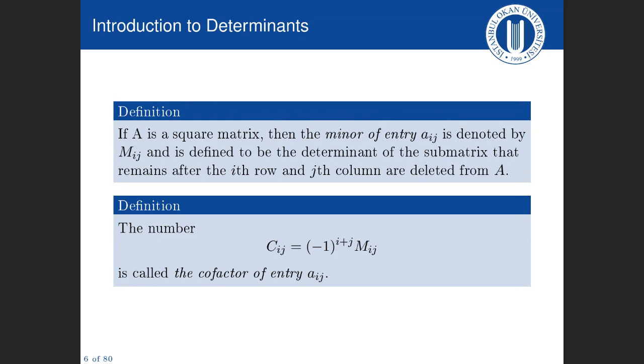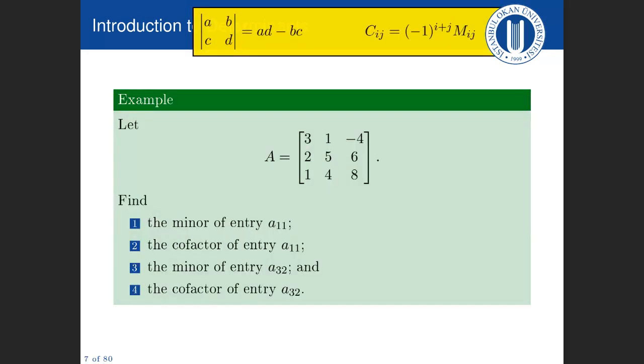I think it's going to be easier to understand if I do an example. Let capital A be the 3 by 3 matrix 3, 1, minus 4, 2, 5, 6, 1, 4, 8. And I want to find four things. I want to find the minor of entry A11, the cofactor of entry A11, the minor of entry A32, and the cofactor of entry A32.